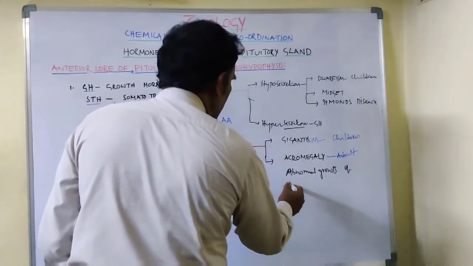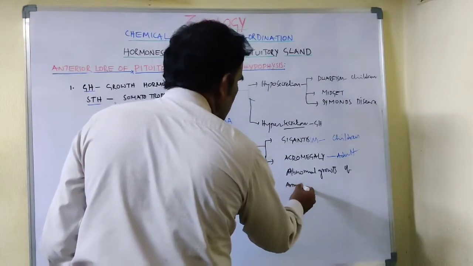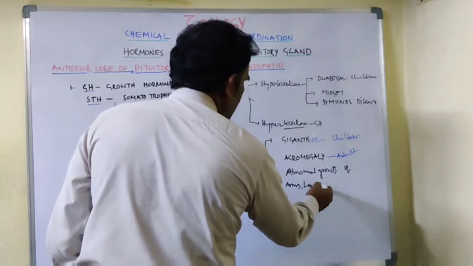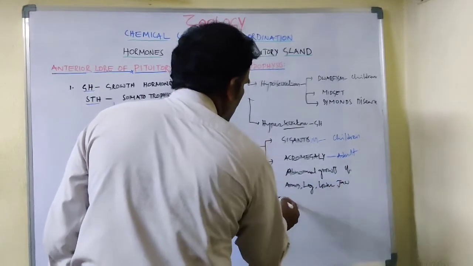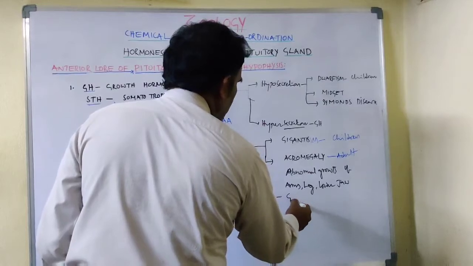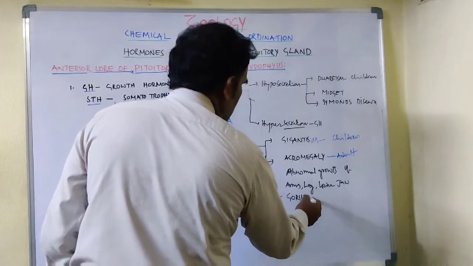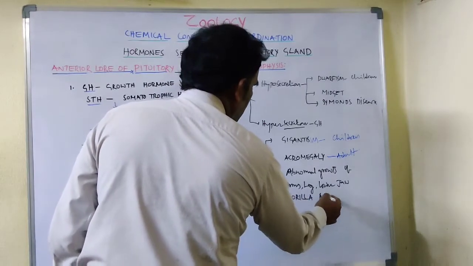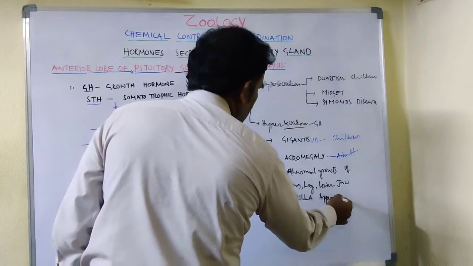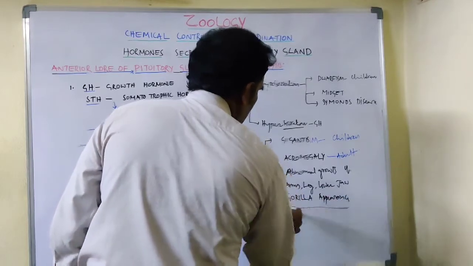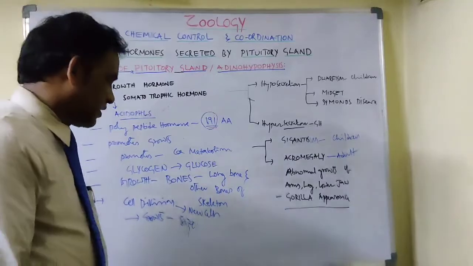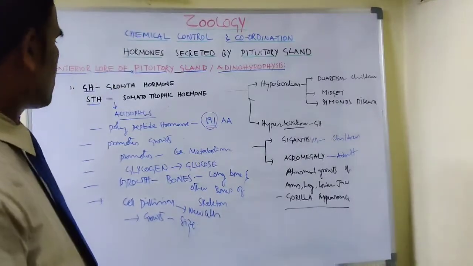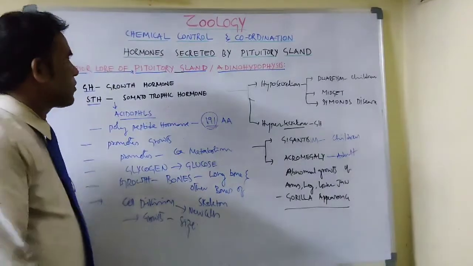of arms, legs, and lower jaw. So the total appearance is a gorilla appearance. That is called acromegaly in adults. Let's recap growth hormone.